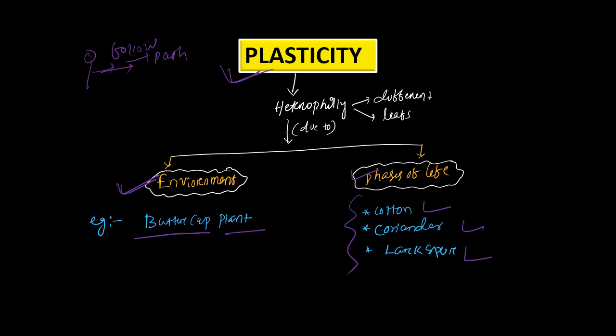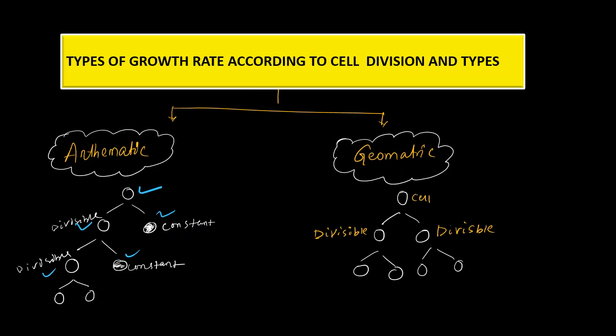In these plants we see the phase of life affect the structure of the plant in different ways. Next is types of growth according to cell division. We can identify the exact growth rate and how the cells divide. So there are two types: one is called arithmetic, another is known as geometric. Here you see a cell, this cell divides. After division it forms two daughter cells.